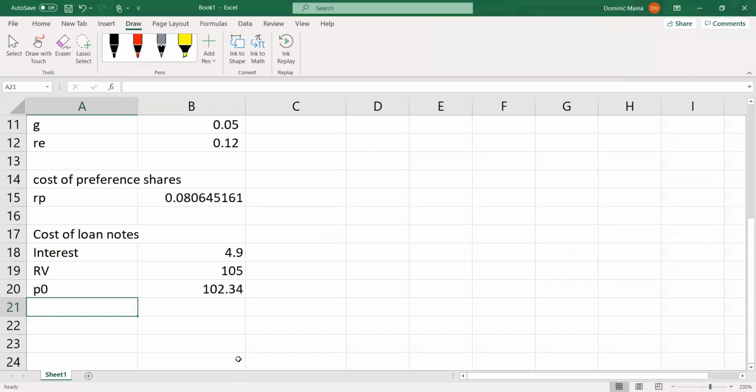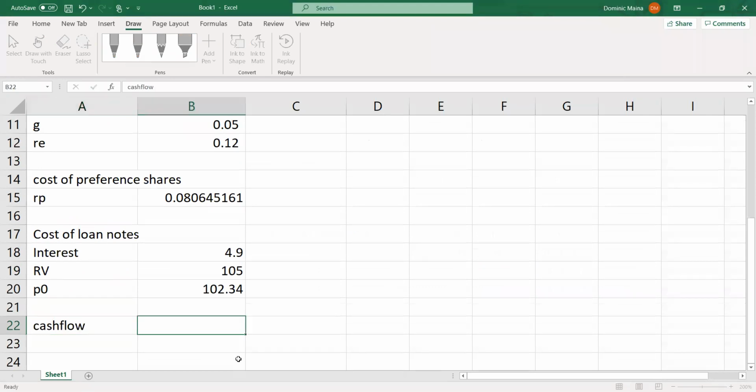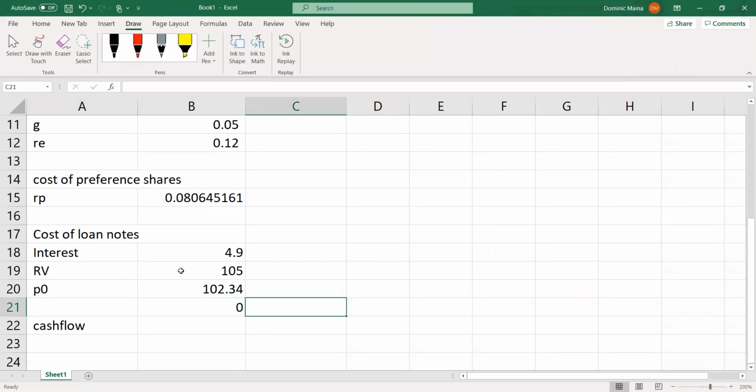If you remember, when it comes to getting the cost of debt, we are using the IRR formula. So let me have here cash flows. Then you can have year 0, year 1, 2, 3, 4, and 5.